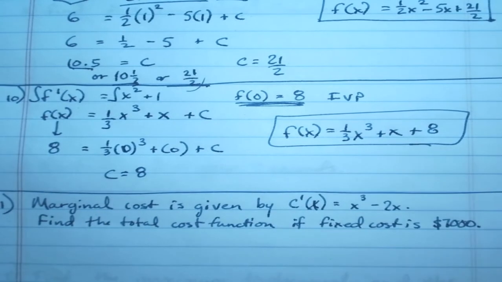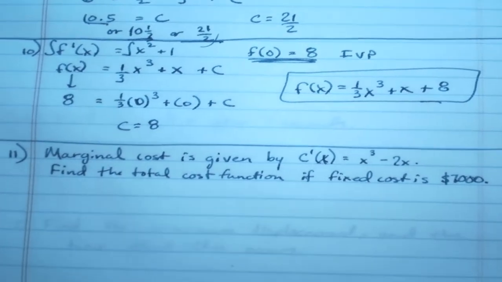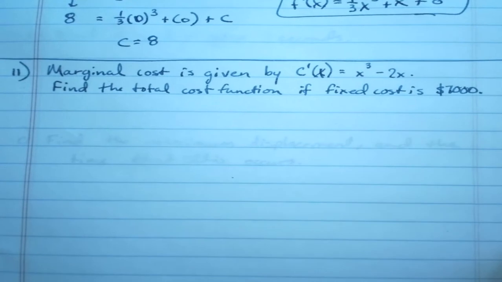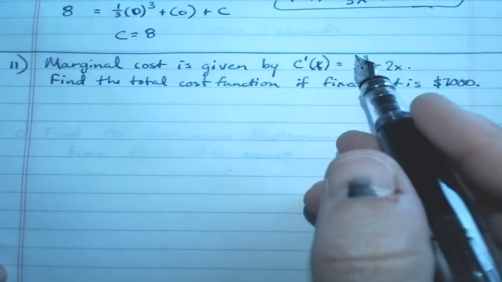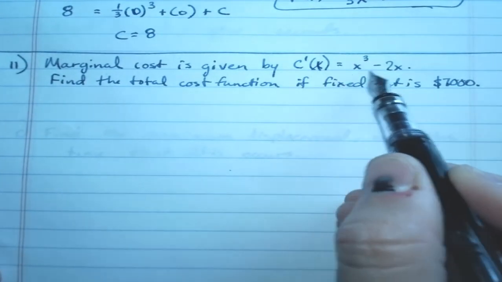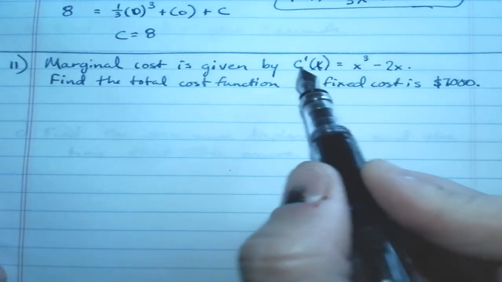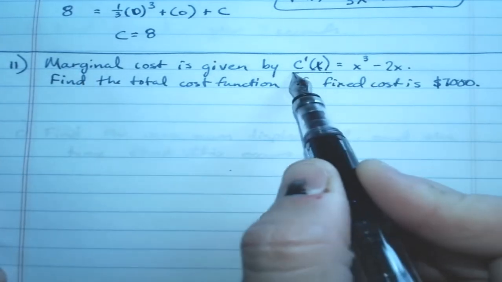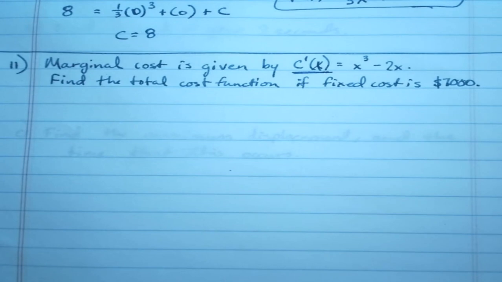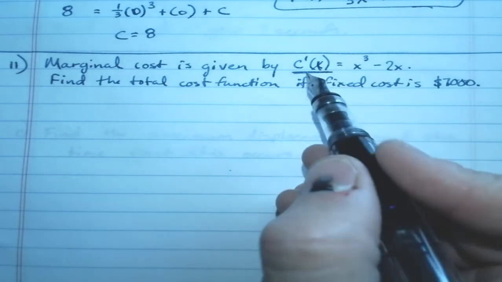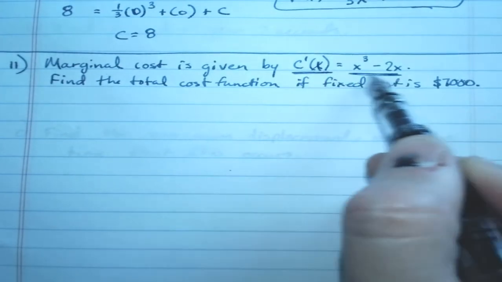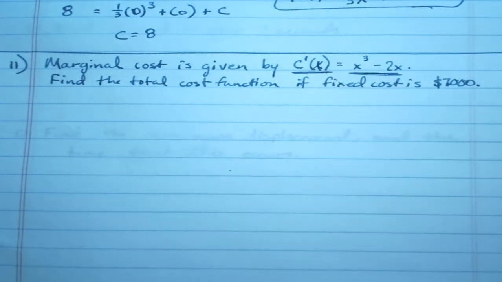Okay? And last but certainly not least, a business application. Marginal cost is given by c prime of x equals x cubed minus 2x. So again, marginal cost is always going to be the derivative of the cost function. It's also the rate of change of your cost. And so let's say you don't have a cost function, but you have calculated your rate of change, your marginal cost. You say, here's our rate of change for our cost function. How do we find our cost function?